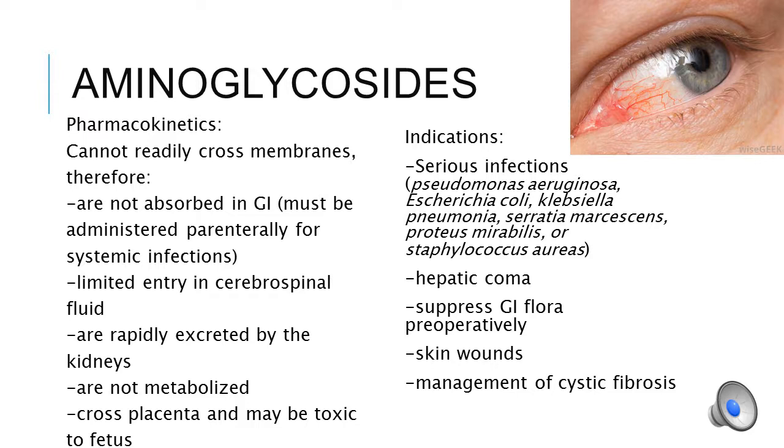Gentamicin is commonly used for open wounds and ulcers. Neomycin is used topically for infections of the ears, eyes, and skin. Tobramycin via nebulizer is used for management in patients with cystic fibrosis. Kanamycin and neomycin are used to suppress flora in the bowel preoperatively for indicated surgeries, as well as for treatment of hepatic coma.